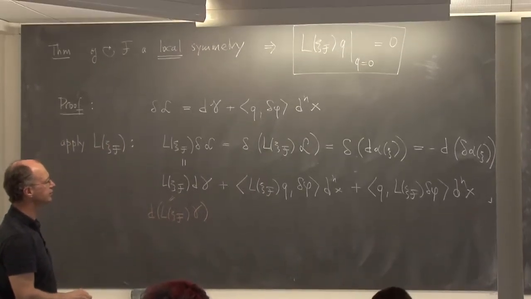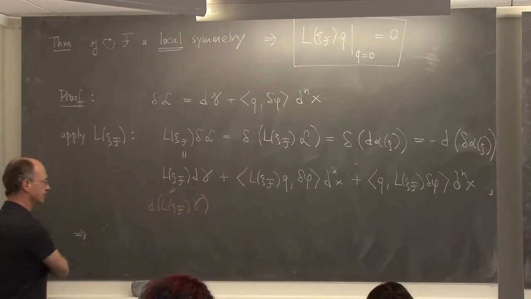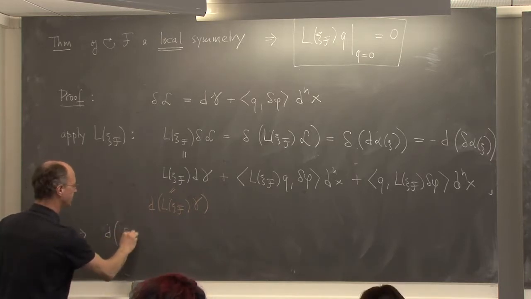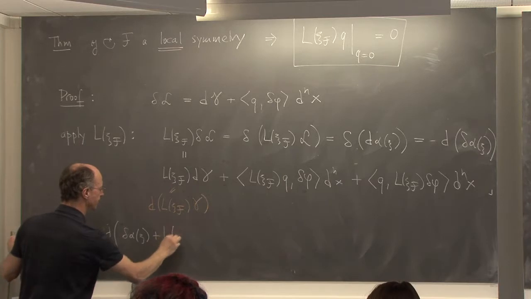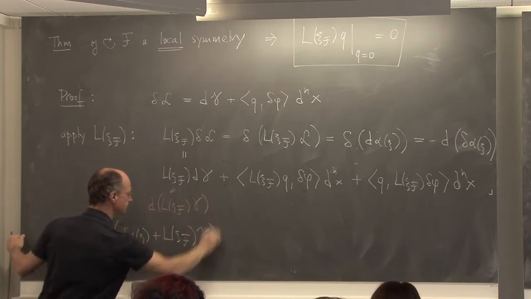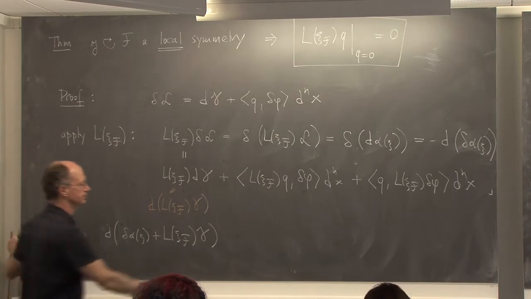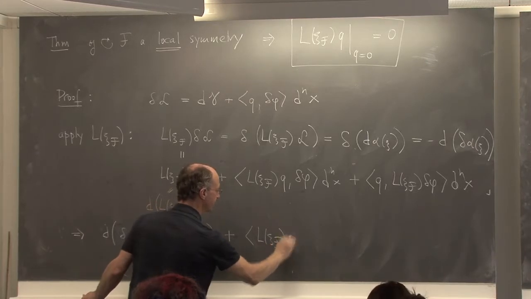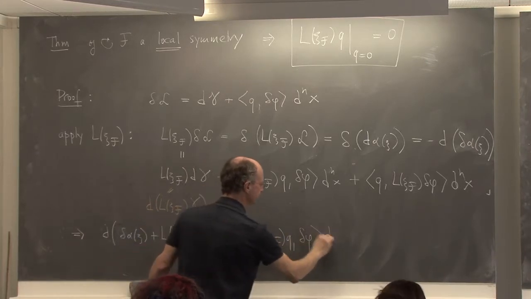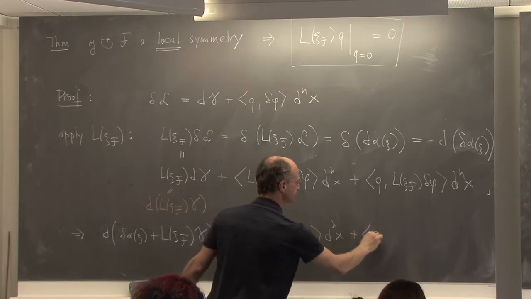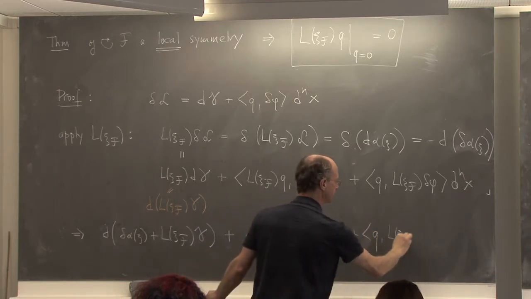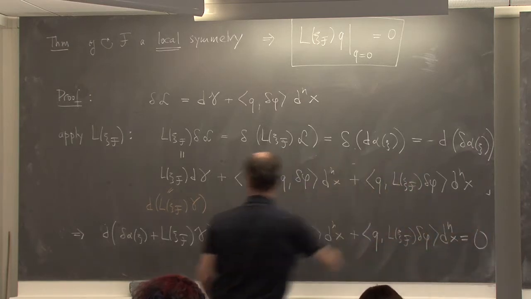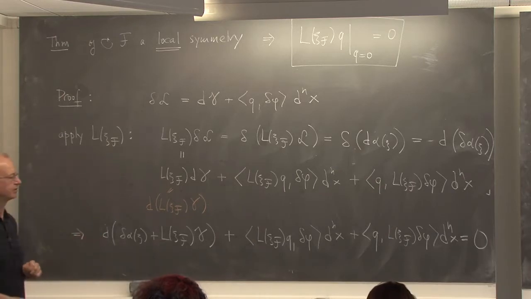So this is actually equal to G. Now I would like to reassemble everything into the following formula. So I have D of delta alpha of psi plus L psi of gamma plus L psi f q delta phi dnx plus q L psi f delta phi dnx equal to 0. Right, so that's the equation that I obtain.